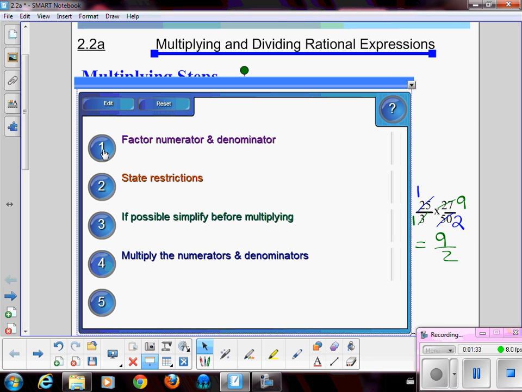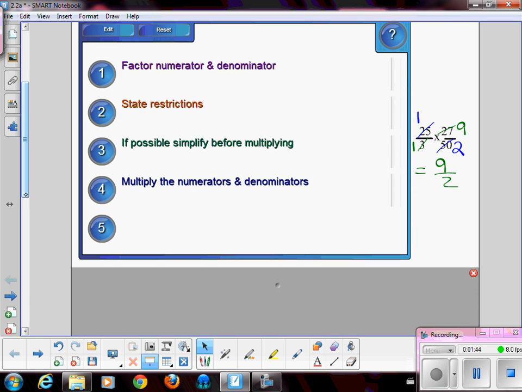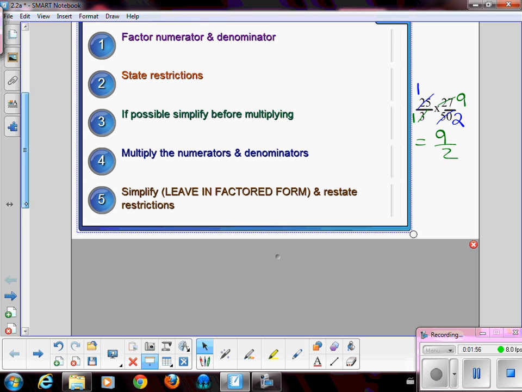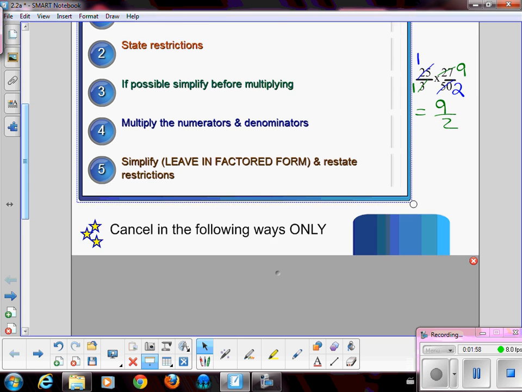Okay, so then we multiply the numerators and the denominators, just like I did with my example. I went 1 times 9 and then 1 times 2. After we do that, then we simplify. In other words, we leave it in factored form and we restate any restrictions. Okay, so let's follow those steps with some questions now.